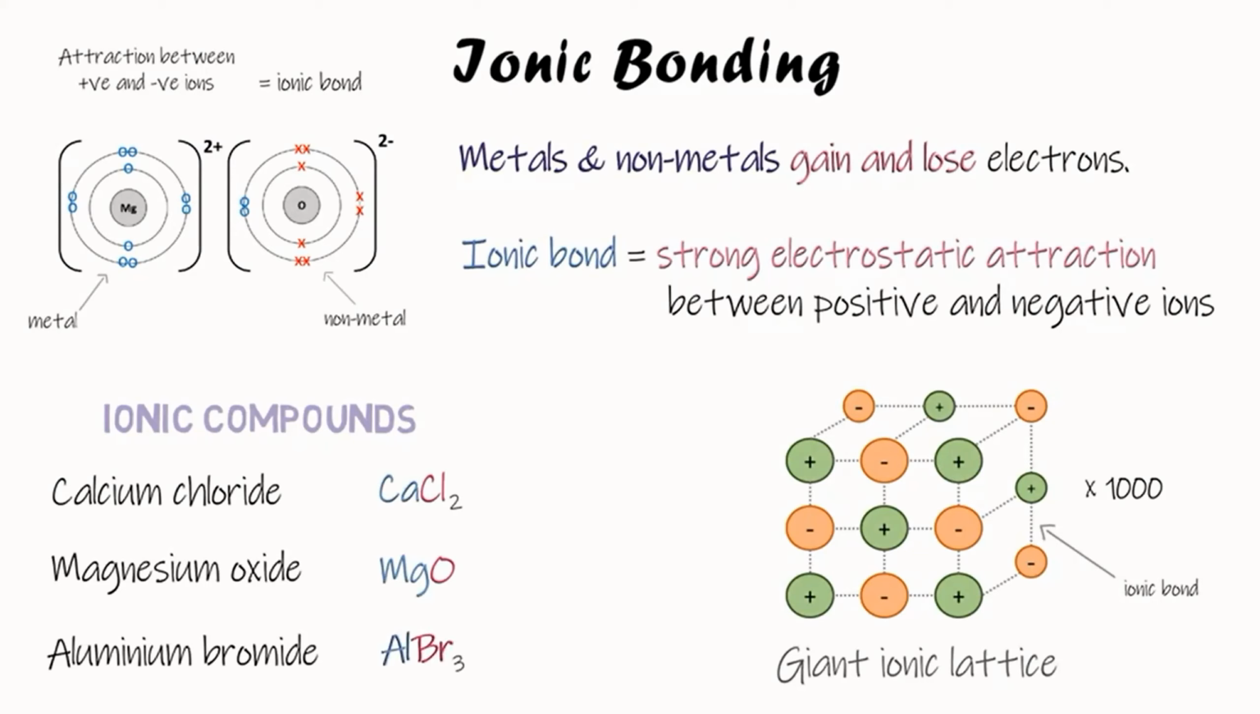So you can see in each case, we've got both a metal and a non-metal element present, at least one of each. You could have more than one of each. It will not be ionic bonding unless you've got both a metal and a non-metal present.